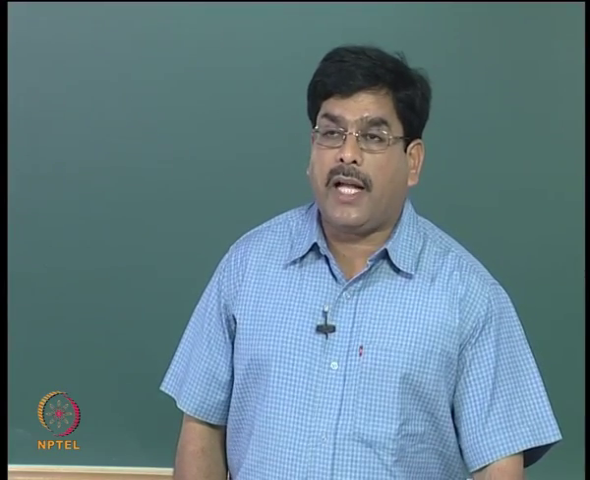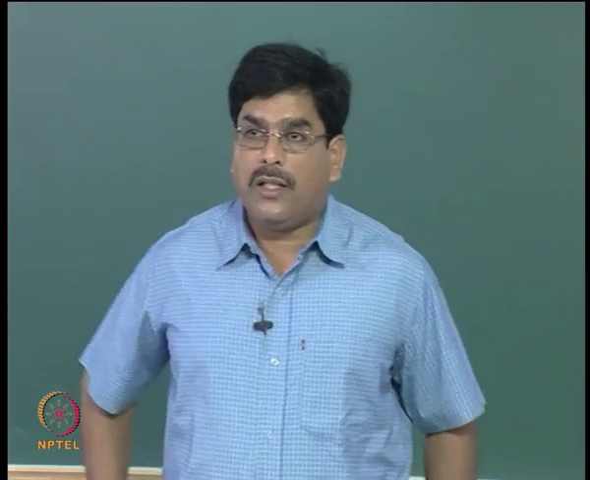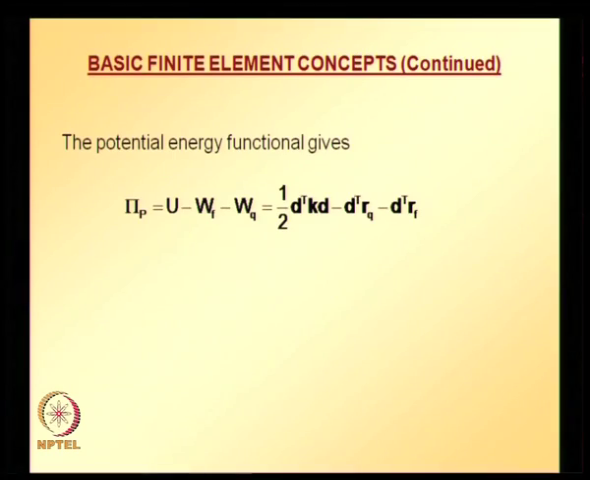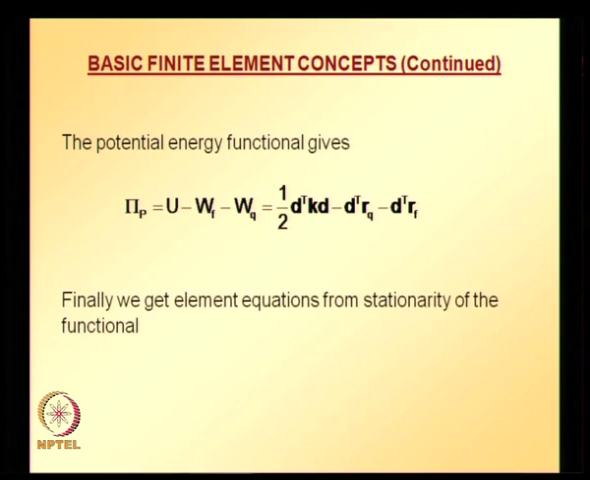Now applying the stationarity condition, if you recall, the potential energy here is nothing but the equivalent functional in the variational approach. So the variation of this functional should be equal to 0, which is nothing but the partial derivative of pi with respect to the unknown parameters, which are here d. The partial derivative of pi with respect to d gives us the element equations. Finally we get the element equations from the stationarity of the functional.